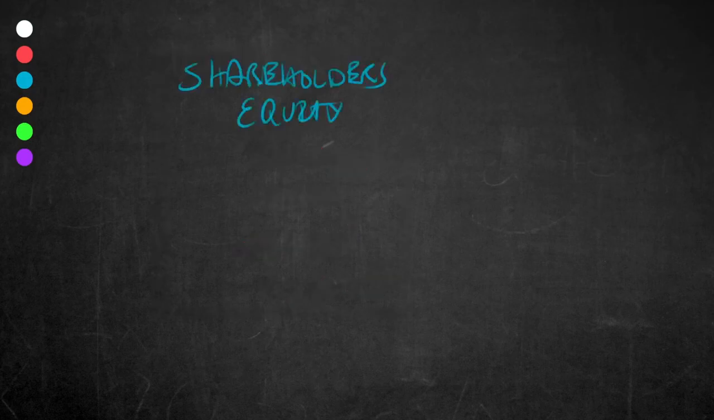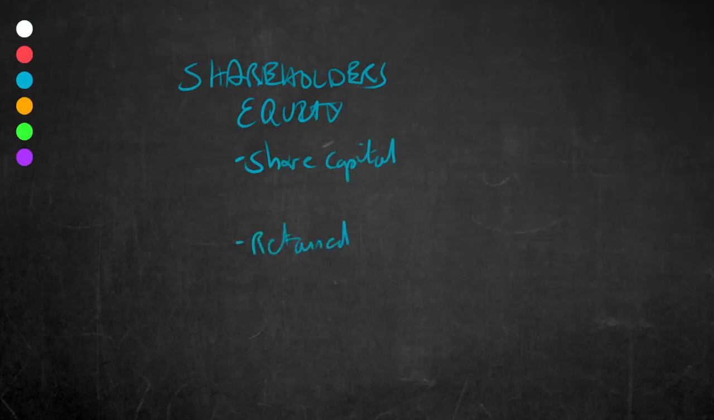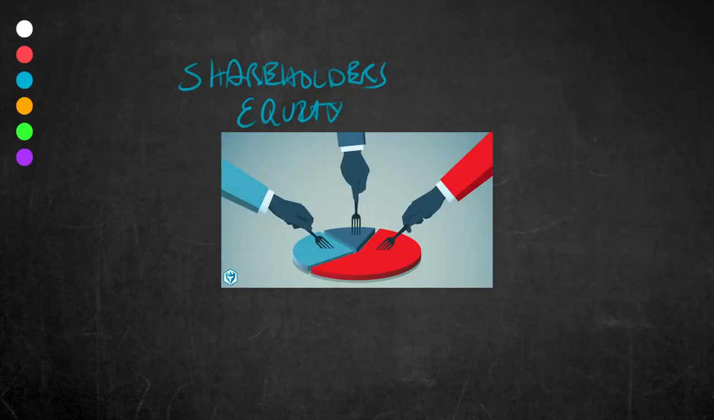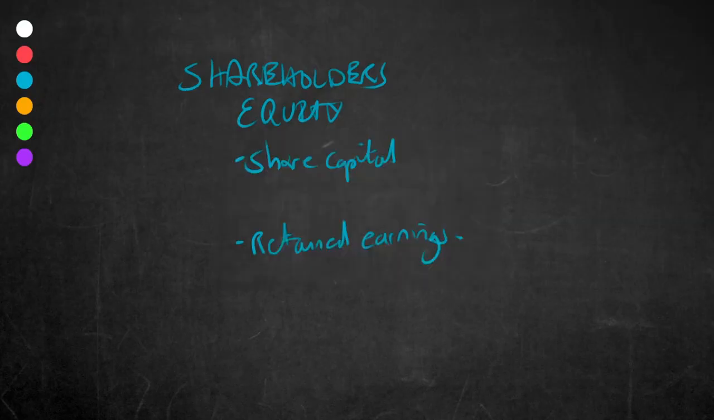Shareholders' equity is generally split into two headings. Okay, you have share capital and you have retained earnings. Okay, what is share capital? It is the value of funds that shareholders have invested into a company. So if I've invested, say, £10,000 into starting a company, that would be my share capital within that company.